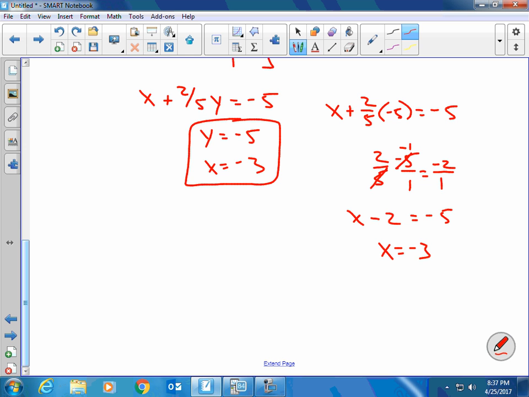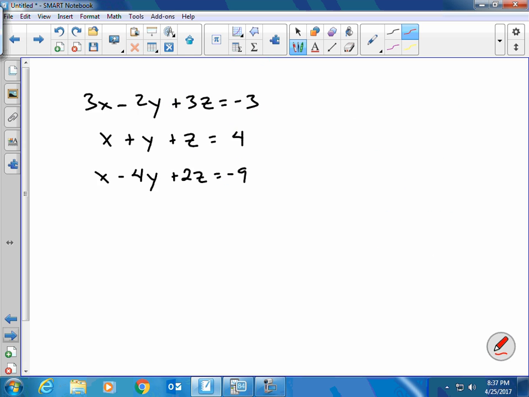All right. Let's take this one more step. Let's do a system of 3 by 3s. Process is the same, a little more involved. Okay, a lot more involved. But the process is the same.